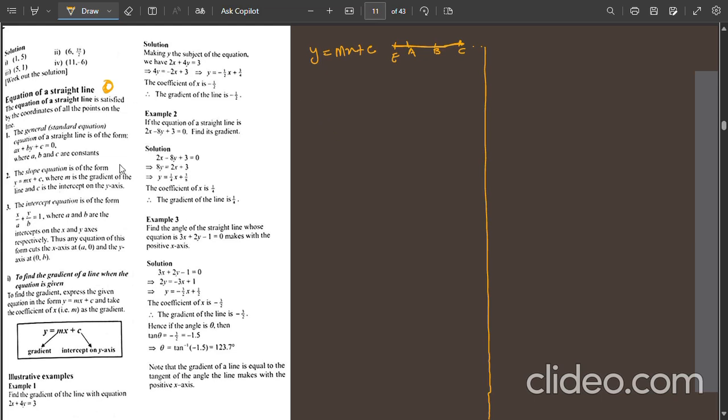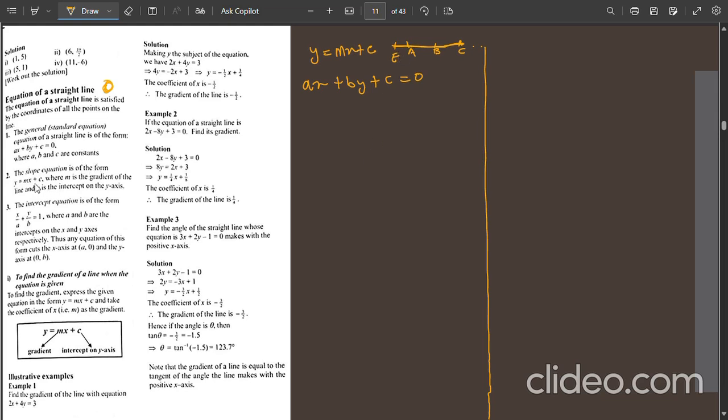So let's read these and then try and make sense out of them. The general standard equation of a line is of the form ax plus by plus c. So the equation of every line is generally like this, where a, b, and c are constants. All you need to do is just write them down or make reference to them as and when they are necessary.